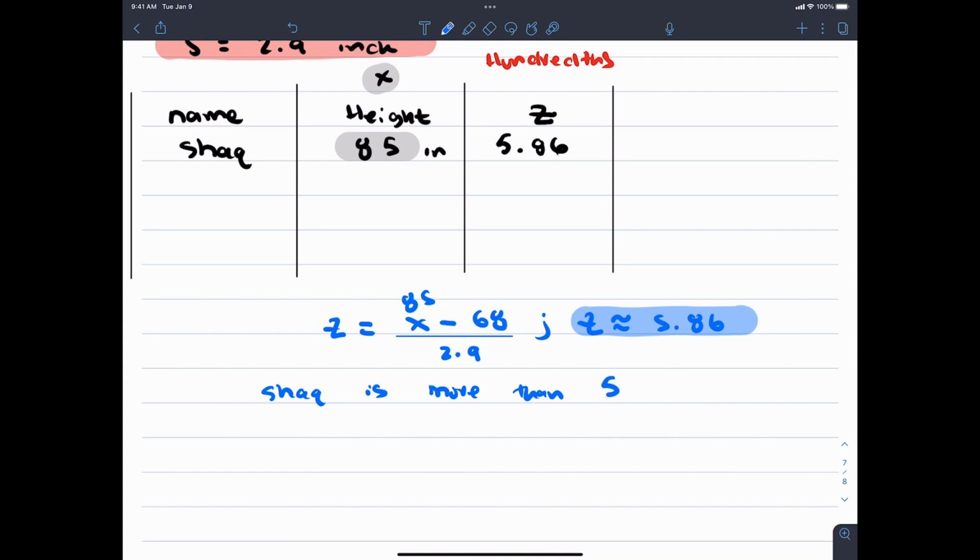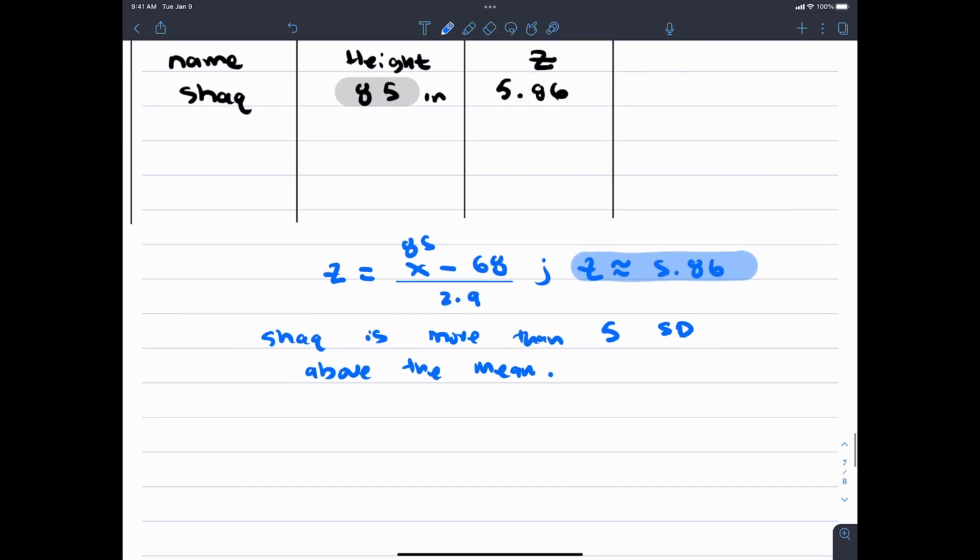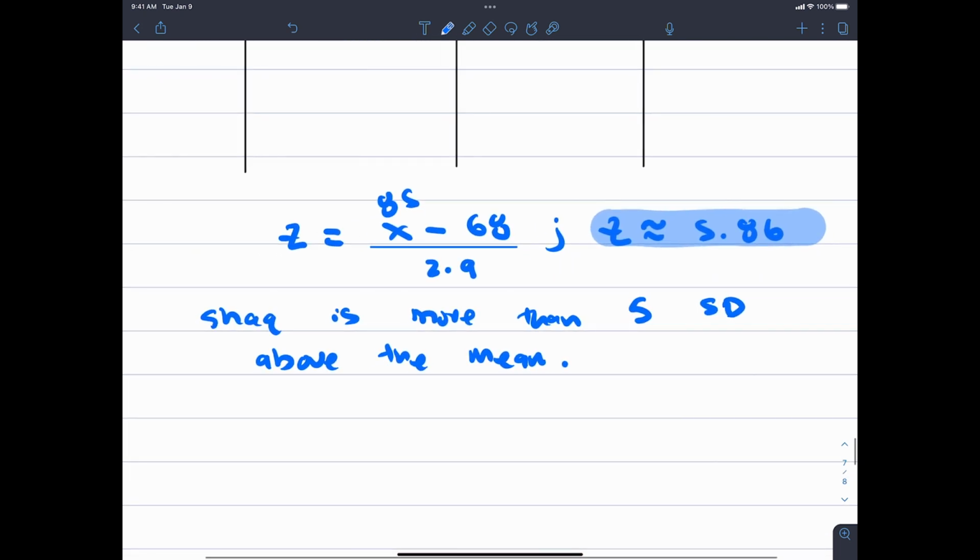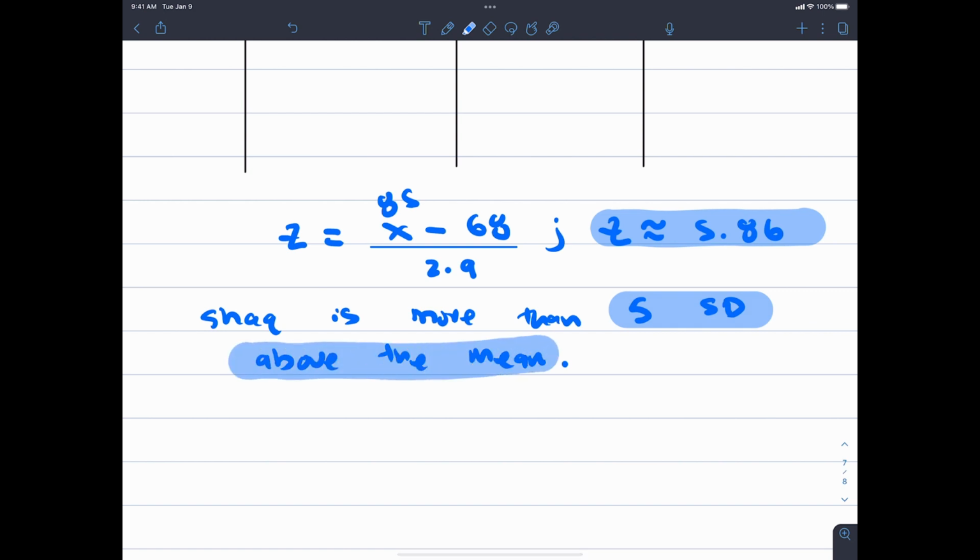So we say he's more than 5, but those numbers represent standard deviations. So Shaq is more than 5 standard deviations above the mean. That's the meaning of the 5.86. That's how we start to measure Shaq, relatively speaking, in terms of his height. Let's look at the key words: 5 standard deviations above the mean. Because the mean, ladies and gentlemen, as a Z value is 0. And Shaq's Z score is 5.86.